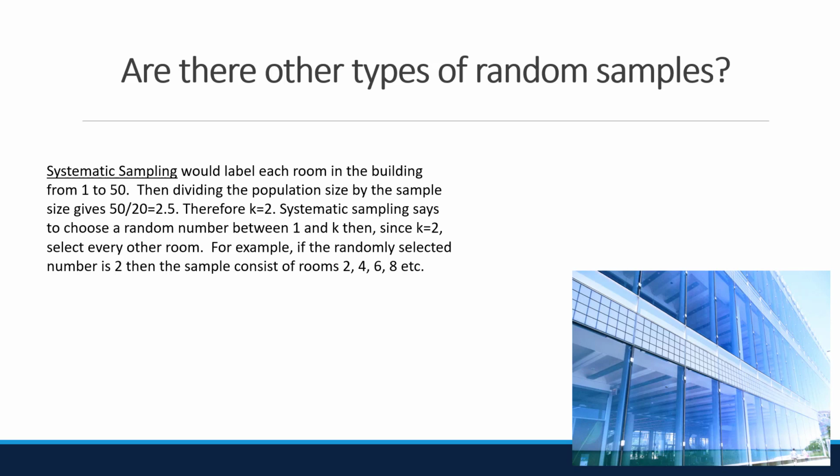Systematic sampling would do the following. Each room in the building will be labeled from 1 to 50. Then dividing the population size by the sample size would give 50 divided by 20 equals 2.5. Therefore, for systematic sampling, k would be equal to 2. Systematic sampling says to choose a random number between 1 and k. Then, since k is equal to 2, select every other room. For example, if the randomly selected number is 2, then the sample would consist of rooms 2, 4, 6, 8, all the way up to 50.